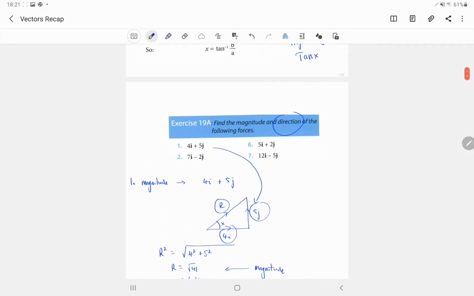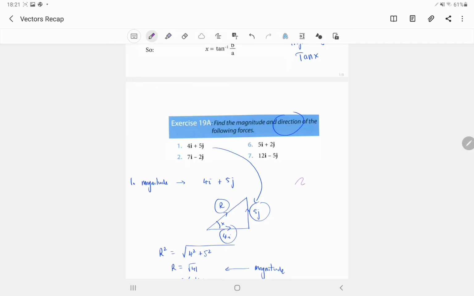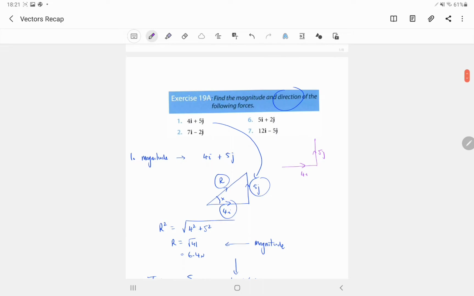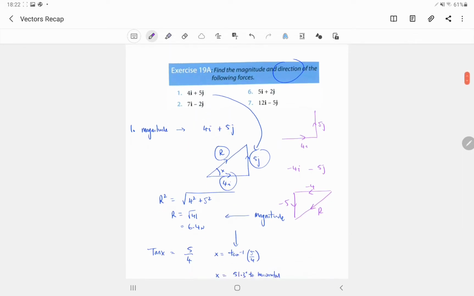Just at this point, I'll remind you that 4i plus 5j looks like this, goes across and then up. 4i, 5j goes to the right and up because they are positive. If it was, let's say, minus 4i minus 5j, well then we would draw it like this, across to the left and down. But what you'll notice is that when we work out the magnitude, it's still the same, because when we square a minus 4 and a minus 5 and add them, we'll still get the square root of 41.